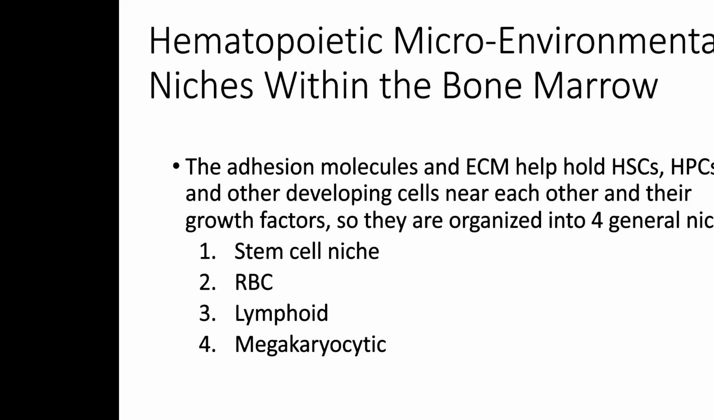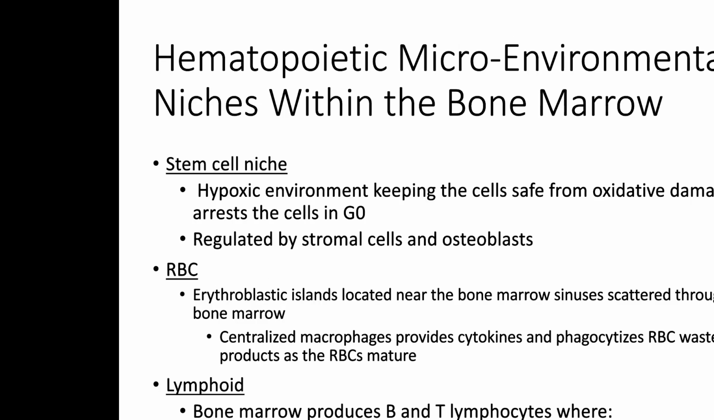So we don't want cells to just pop up randomly. Environments are meant for one type of cell versus another, and it's also just generally good to be organized. So the bone marrow you'll see is going to be organized into about four general niches: your stem cells, your red cells, your lymphoid, and your megakaryocytic.